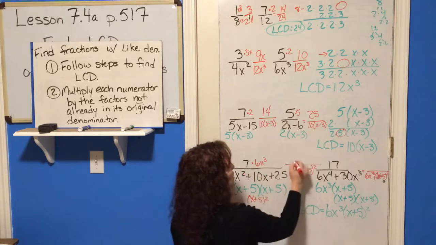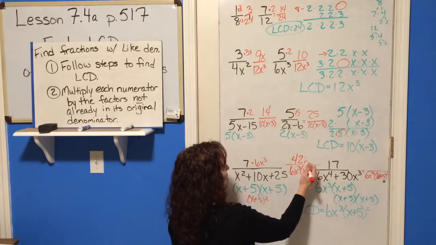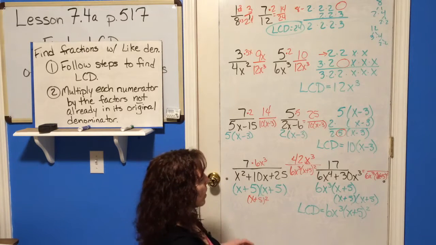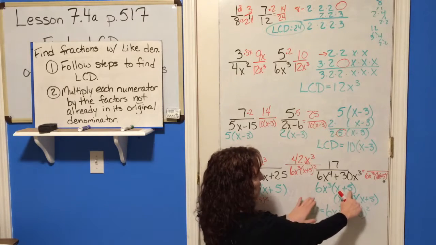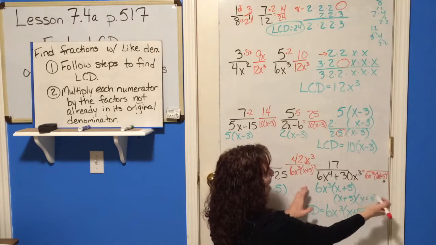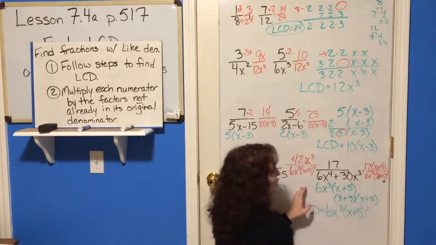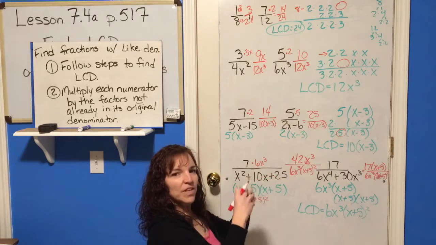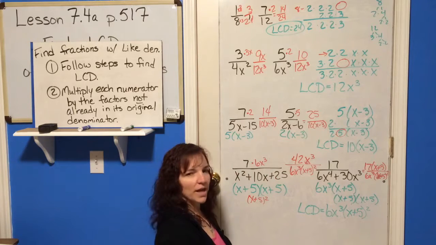So now 7 times 6 is 42. We can put a parenthesis around it, but we don't have to. 42x cubed. All right, and then this one, we took 6x cubed times (x plus 5) was this denominator. So what we're missing is just another x plus 5. So you can just leave this 17 times (x plus 5). You could leave that just like that, or you can multiply it through if you wish. But for now, I would suggest just leaving it, because then after you combine, that is when you'll finagle the numbers and decide whether or not you need to multiply it out or just leave it.